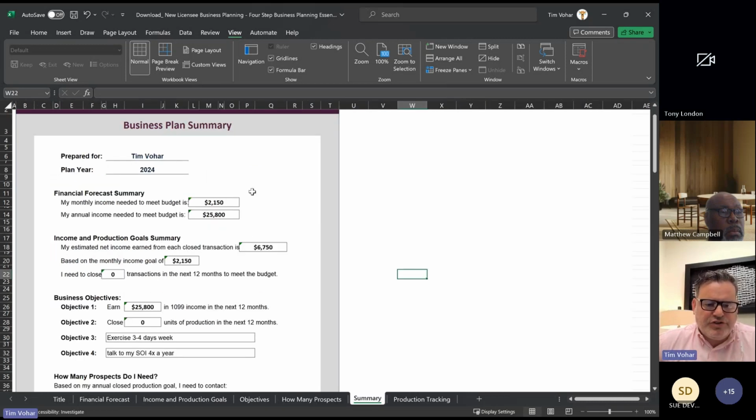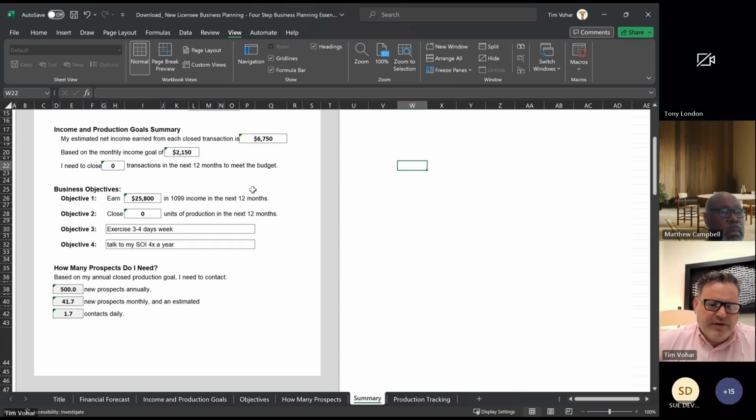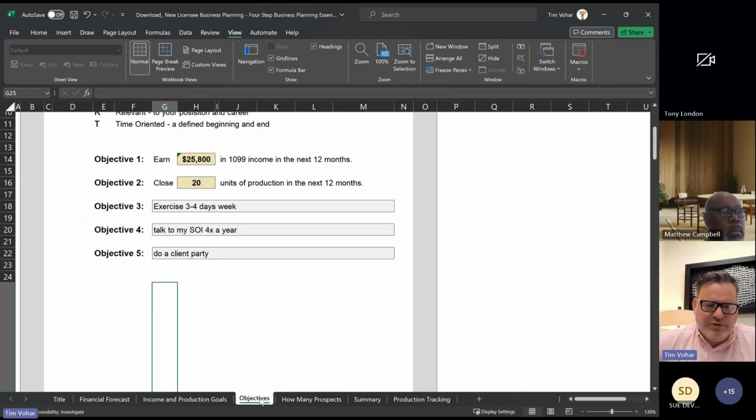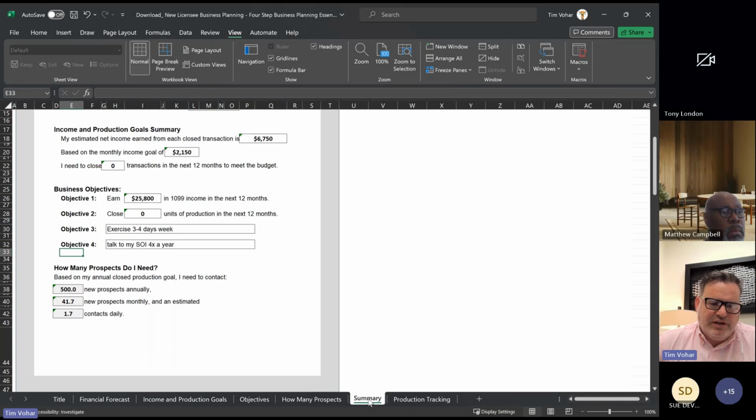This then gives you your summary. How many prospects do you need? Now, this did not take my extra objective because of the way the format is set up. So you would have to make sure that you are grabbing these extra objectives over here on the summary.